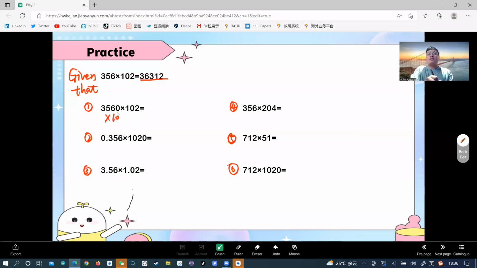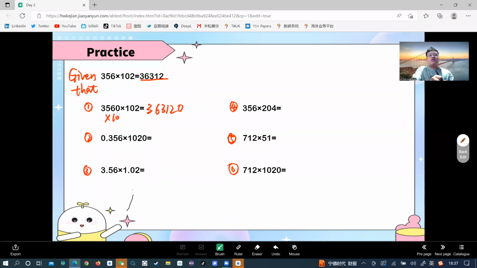Then I multiply by 10 to the original result. That will be 36312 and add 0 at the end. Okay, so that's the first one. And now we're going to move on to the second one here.